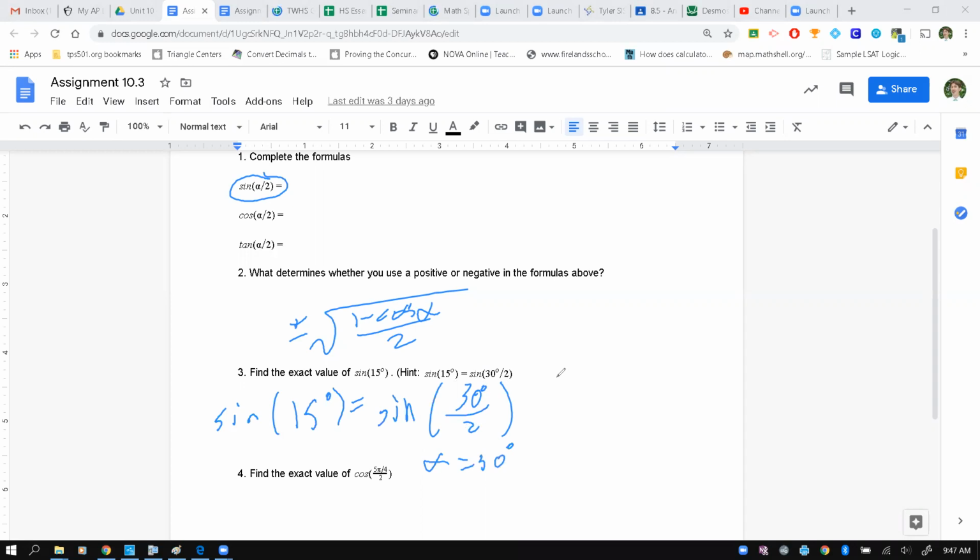All right, so then we can use the formula where this will be the plus or minus square root of 1 minus cosine of alpha, and again, alpha is 30, over 2. Now I say plus minus here, but really at this point you don't actually need to plug in the plus or minus. You should look at your angle to determine whether or not it's positive or negative. So the sine of 15 degrees, that's in the first quadrant, which means that it should be positive. If it was the sine of like 215 degrees, then that would be in the third quadrant, and in the third quadrant sine is negative, so you'd put a negative here.